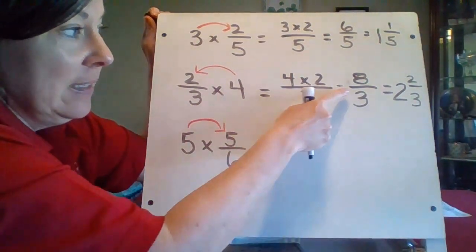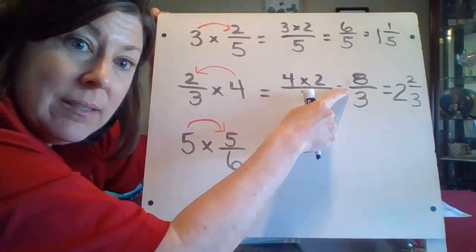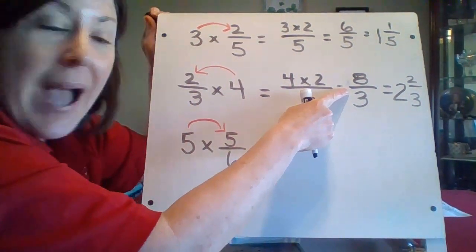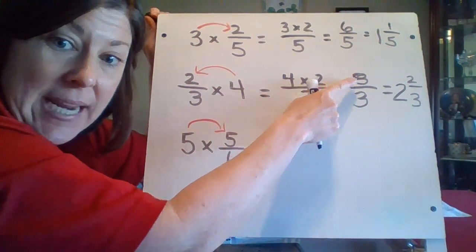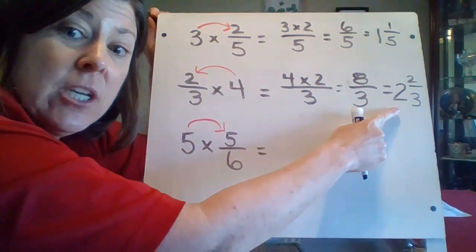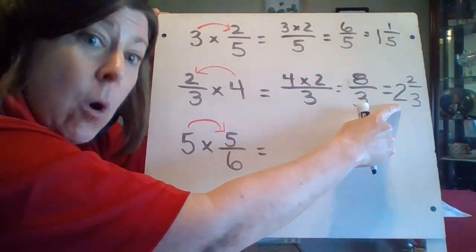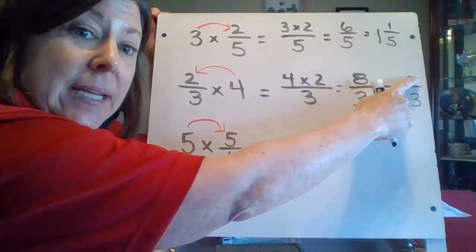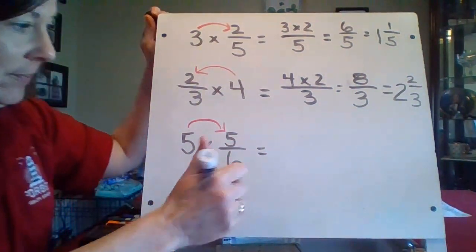Remember that the fraction bar also means division. So I'm just doing basic division, 8 divided by 3, except writing my remainder as a fraction. So 8 divided by 3 is 2 wholes with a remainder of 2/3.